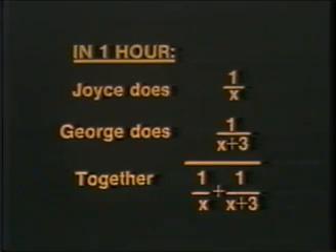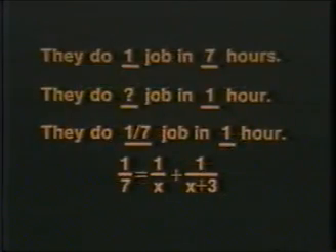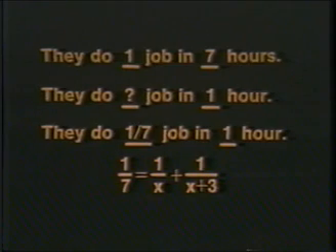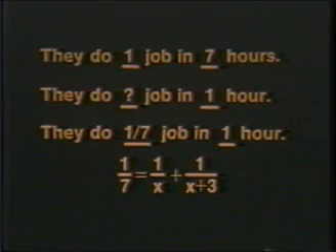Now, we already know how long the whole job takes them together. 7 hours sitting in their hotel room when they should be on the beach. So how much of the job do they do in 1 hour? 1/7. And notice that so far we've stated how much they did in 1 hour 2 different ways. Now we put the two together and we have our equation.